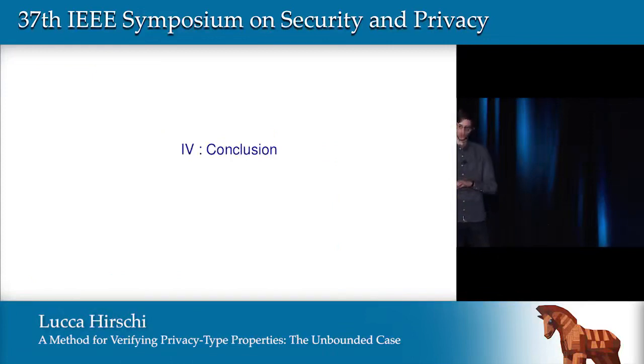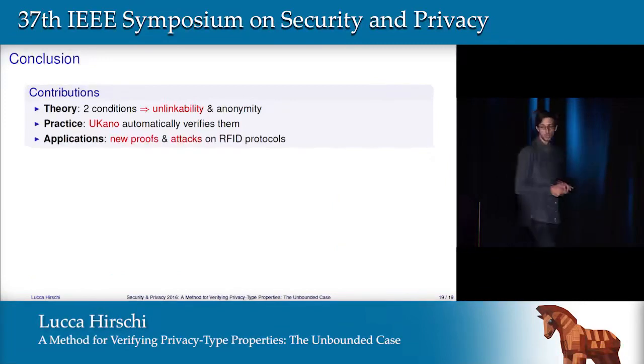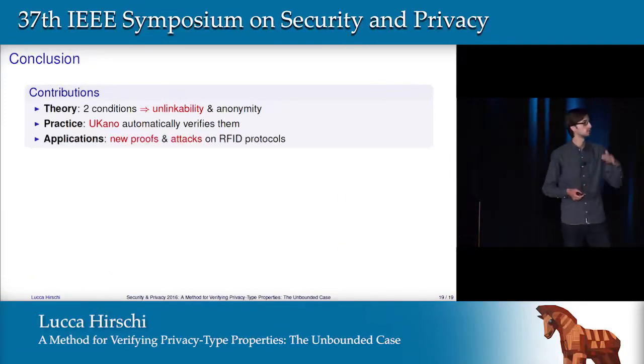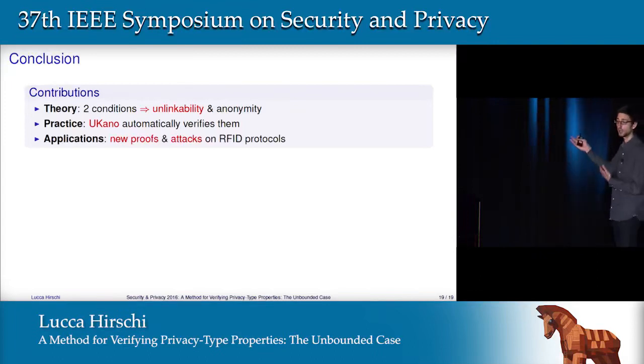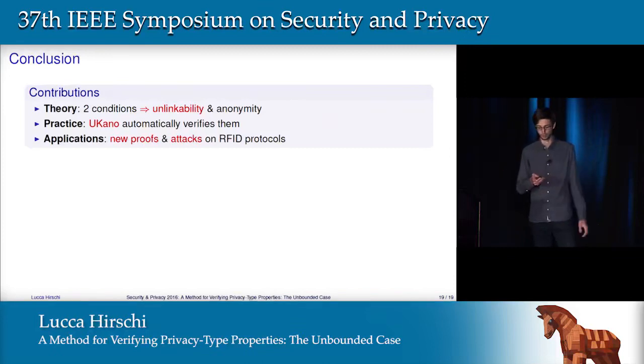Okay, it's too early. Time to conclude. I'll recall the contributions. So we have those two conditions that imply unleakability and anonymity. This is interesting in practice because we have UKNO that automatically checks our conditions. And thanks to that, we obtain new proofs and found new attacks on a bunch of RFID protocols.